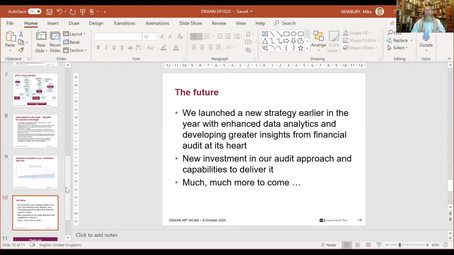So what are we doing to take this forward? We've launched a new strategy which is absolutely explicit and upfront and has been signed off by the UK Parliament around using enhanced data analytics. And that's why the work of colleagues here in academia is so interesting and valuable to us, which has financial audit at its heart. We're also investing in new audit technology to enable us to exploit that technology. And we think there is much, much more to come.